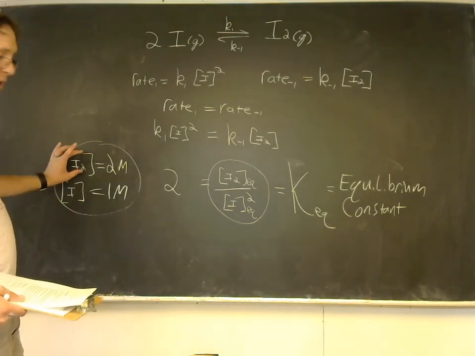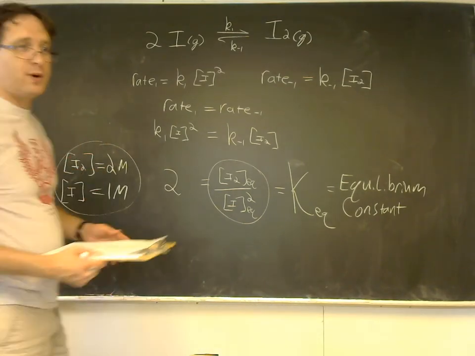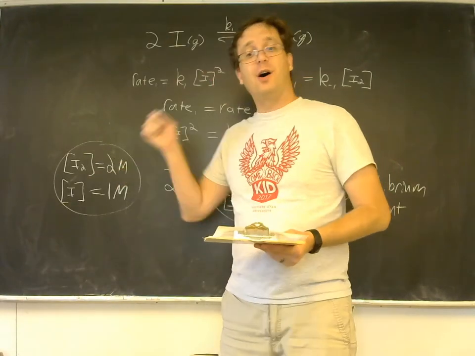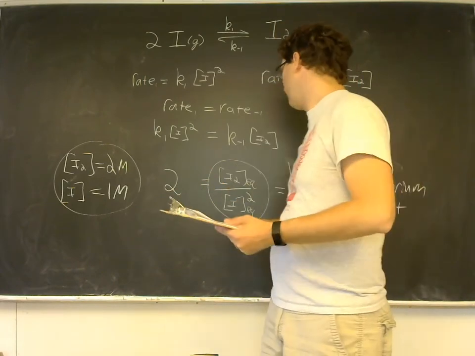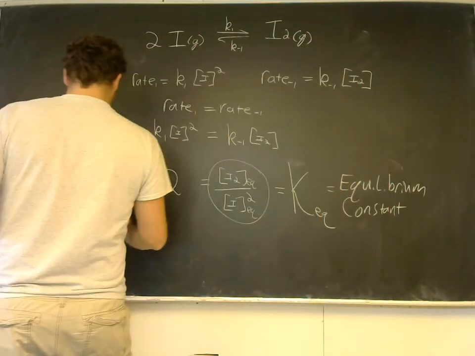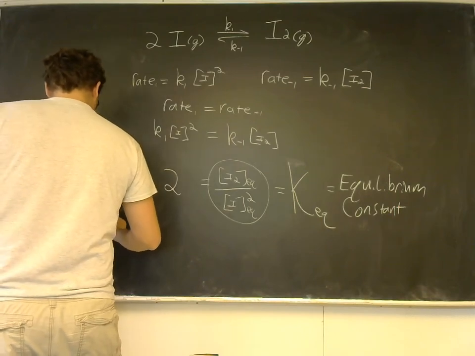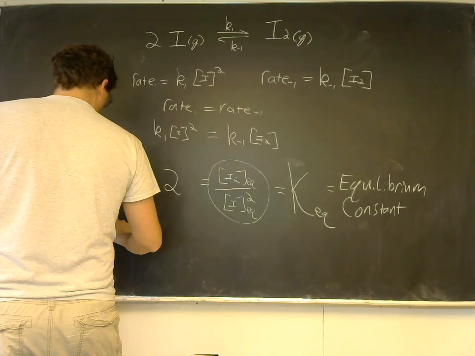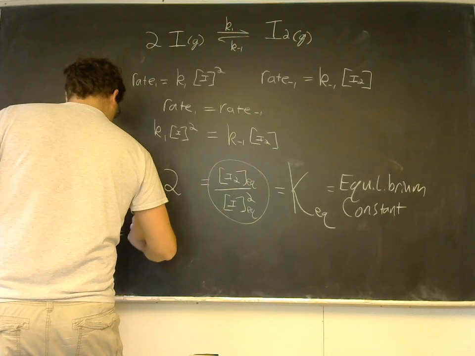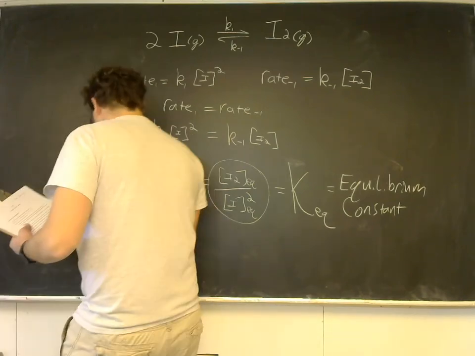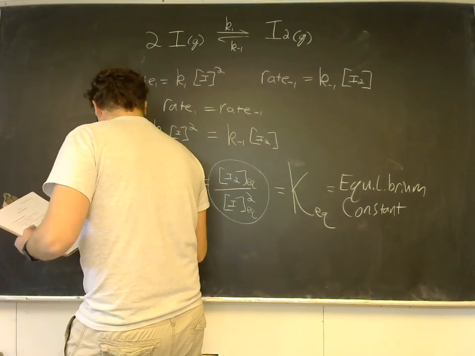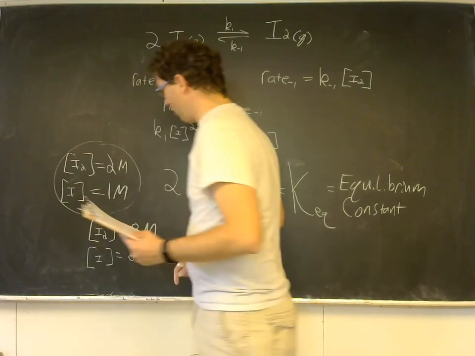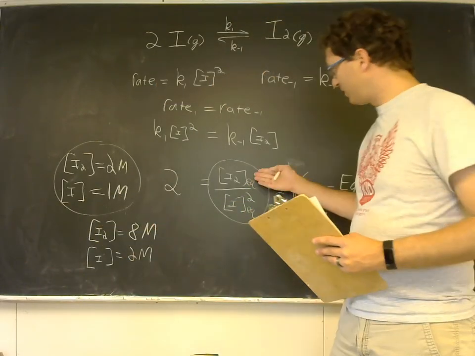A mixture with these concentrations would remain at those concentrations. There would be no net change in the concentrations as you move forward. Okay, well, what if we had the concentration of I2 equal to 8 molar, and the concentration of I, oh, that's not I minus, of just I, equal to 2 molar? Well, let's put these numbers into the expression here.